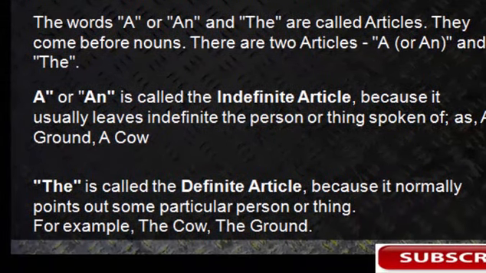The is called the definite article, because it normally points out some particular person or thing. For example, the cow, the ground. Definite article means a particular thing or person. If we say the before any noun, it means we are talking about a particular thing or person. In the above example, the cow means a particular cow. Similarly, the ground means a particular ground.